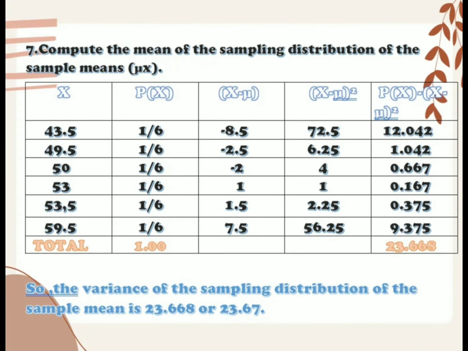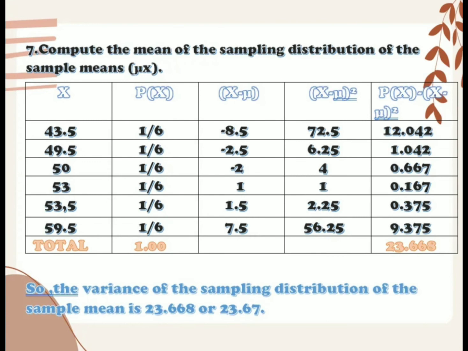Step 7. Compute the variance of the sampling distribution of the sample means. I started by subtracting the population mean from each sample mean, then square their difference, then I finally multiply the results by the corresponding probability.